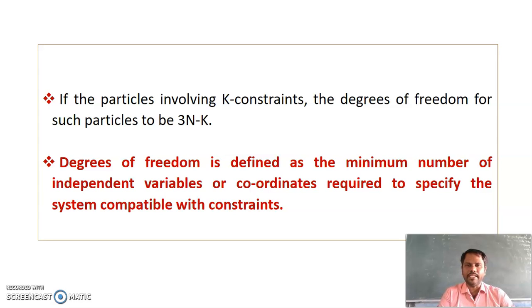Likewise, if a system of n particles involves k number of constraints, the degrees of freedom for such a system will be 3n minus k. So now we can define degrees of freedom as the minimum number of independent variables or coordinates required to specify the system compatible with constraints. This is degrees of freedom.